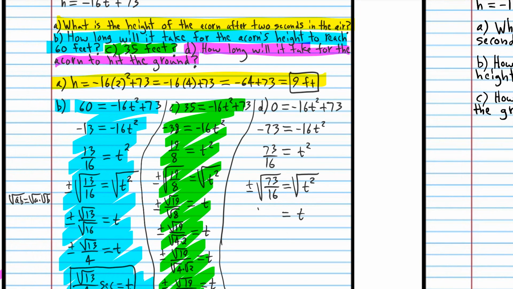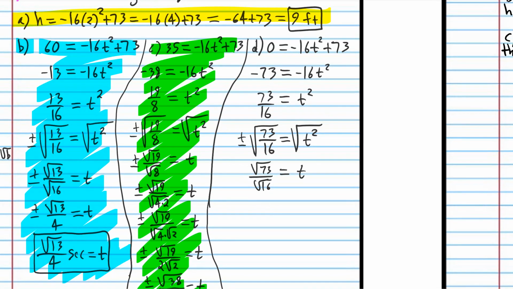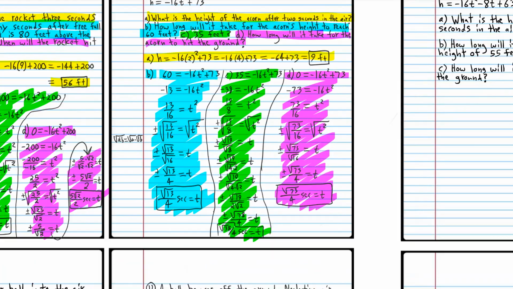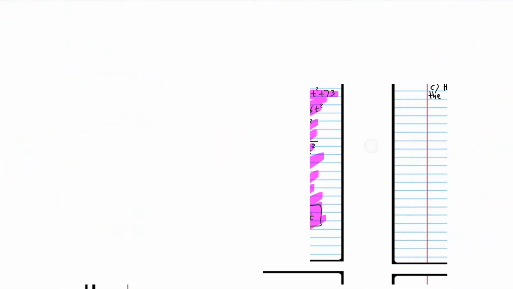So t is equal to square root 73 over square root 16. And square root 73 we can't do anything with, but square root 16, that's just 4 because that's a perfect square. And of course we can get rid of our negative. No such thing as a negative time. So there's our final answer. Alright, so if you got that answer, or those answers, good job.